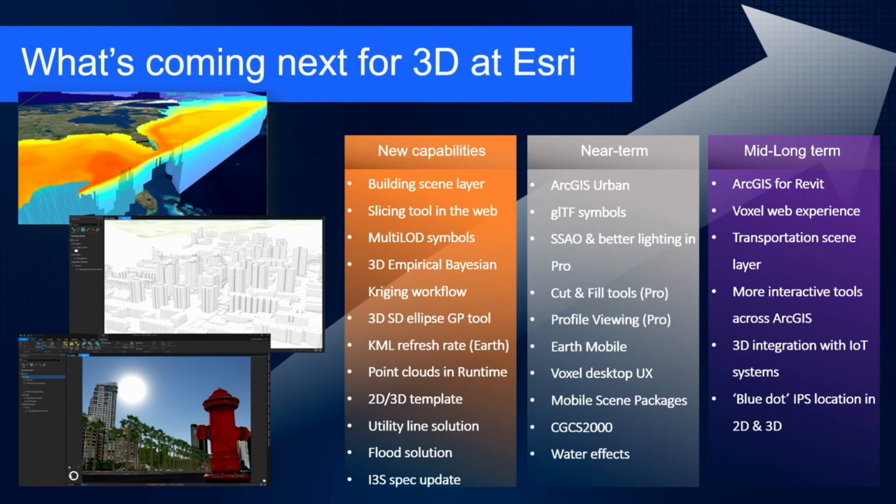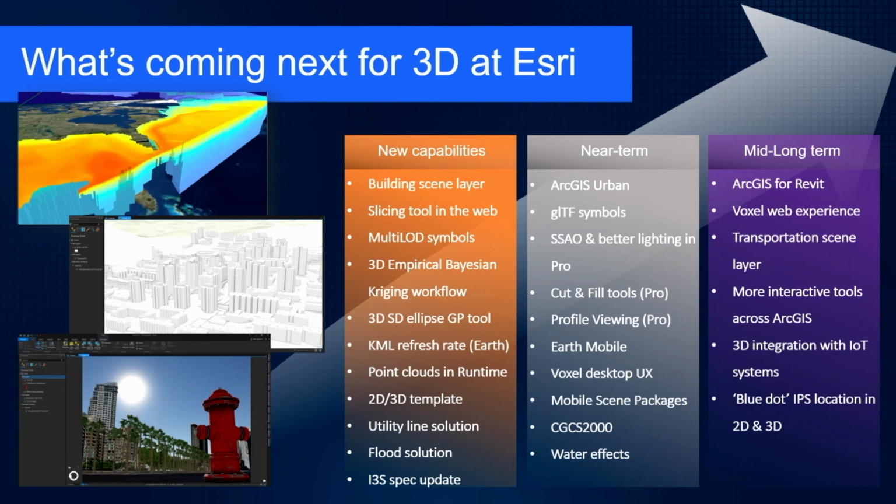I discovered by accident that the team that built the 2D standard deviation ellipse tool actually made it work in 3D. So you can now have 3D standard deviation ellipses if you work with oceanographic or subsurface content. It's pretty cool. Useful, actually, not just cool. We've got improvements in Earth around KML and some of the other workflows there. Point clouds are now in Runtime, I think in 100.5. Phil has a 2D, 3D template that he'll talk about sometimes. We've got a new utility line solution and a flood solution. There's a big update to the i3S spec. There's so much stuff going on that it's kind of useless to list it all out, but these are just some of the high points.